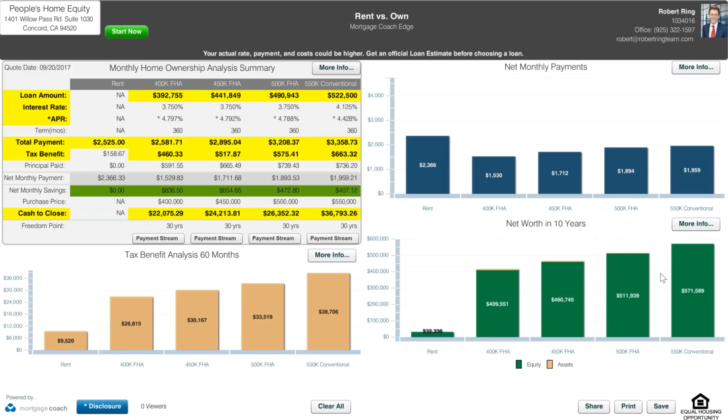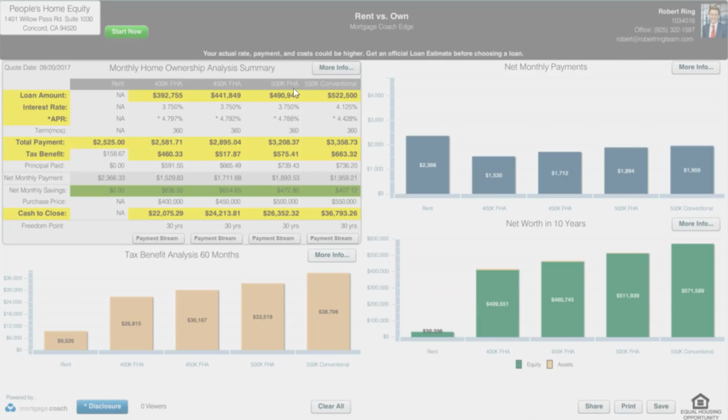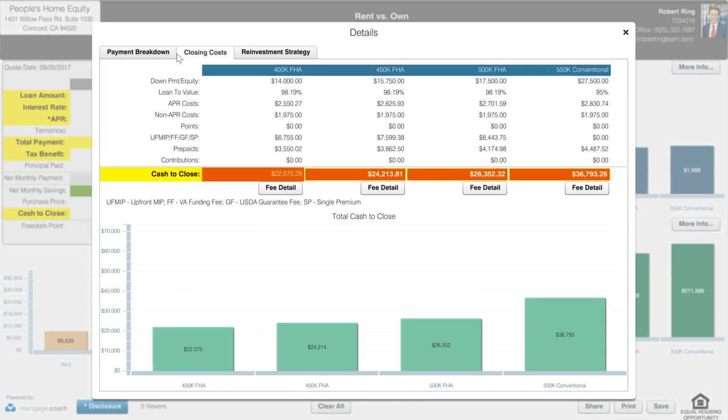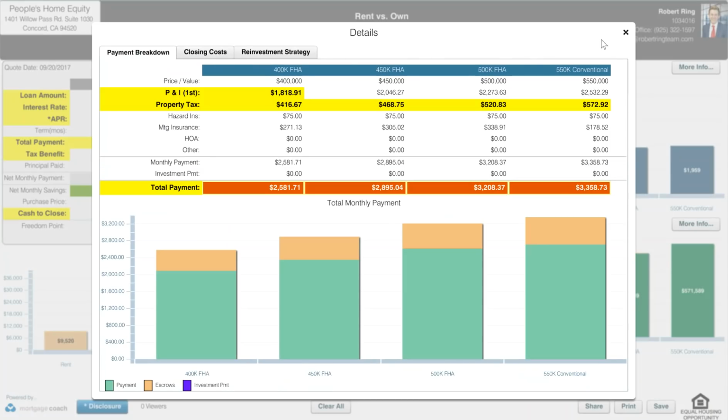You'll also look at your net worth in 10 years, the net cost of this loan on a monthly basis compared to rent, a tax benefit analysis for each of these options compared to rent, and then we'll go into more detail with each of these in the more info section. We'll look at your reinvestment strategies with your financial advisor, your closing costs, your payment breakdown.